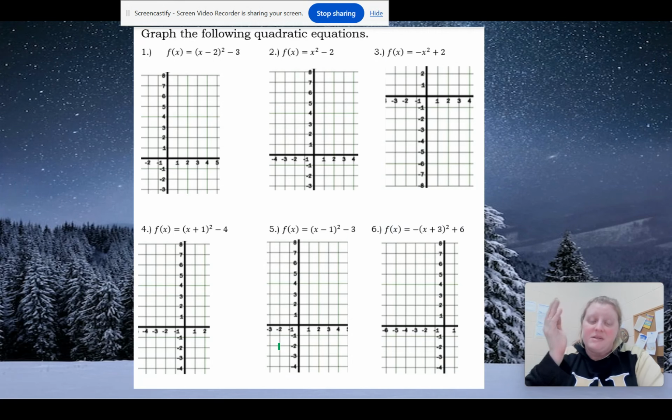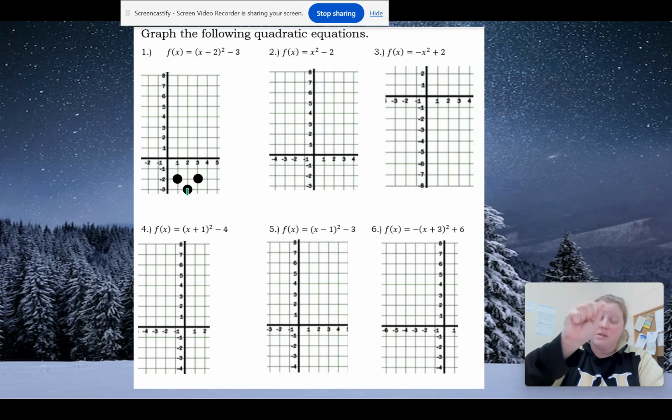So what I want to do is take those counting patterns that you just learned and include them with your shifting rules that we learned last time. If you recall, minus inside means go to the right, minus outside means go down. So I'm going to go right 2, down 3, put a dot, and that's my vertex. From there, I'm going to use my counting patterns that we just established. Over 1, up 1, and mirror it.